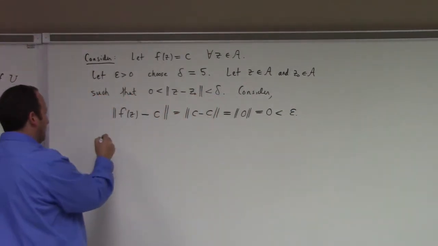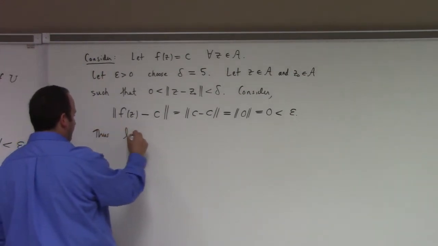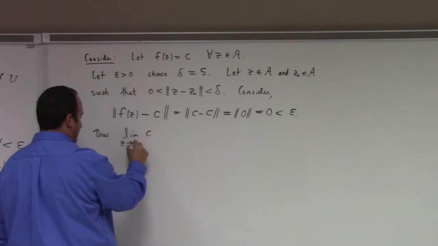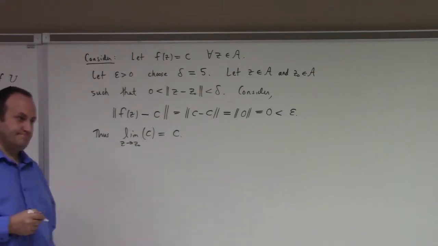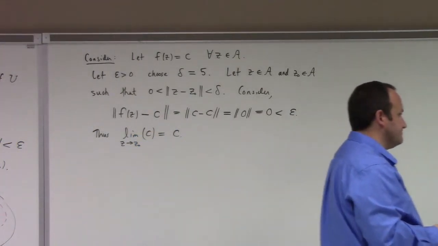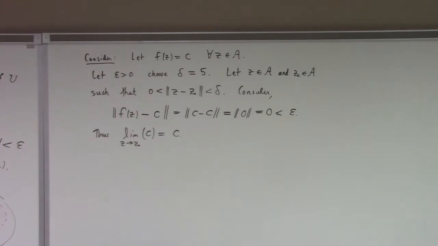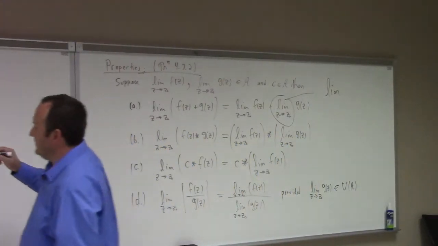So that proves, thus, the limit of c as z goes to z naught is just c again, from the definition. What did 5 have to do with anything? Not a thing, right? But you see now that part C is an immediate consequence of part B. If we have the thing I just did and B is true, then we get part C. Let's do one more of these and then I'll go on.